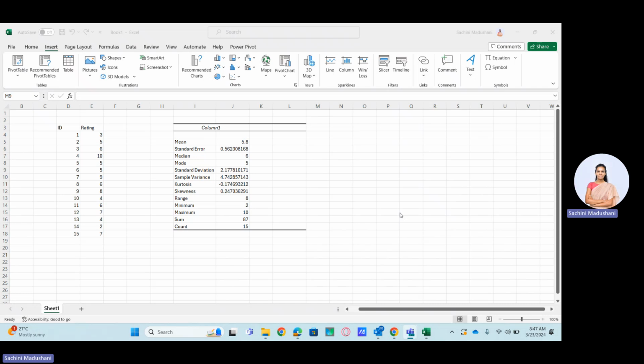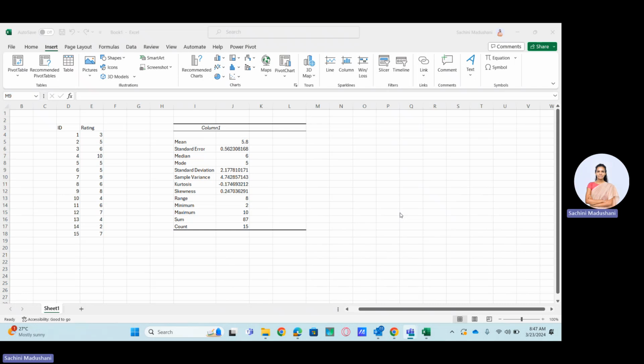Here the mode value is 5. We can look at this data set. 5 is the most frequent number here. Do you know about the mode? Remember, mode is the most frequent number. Go through this data set. Which value is the most frequent one? 5.